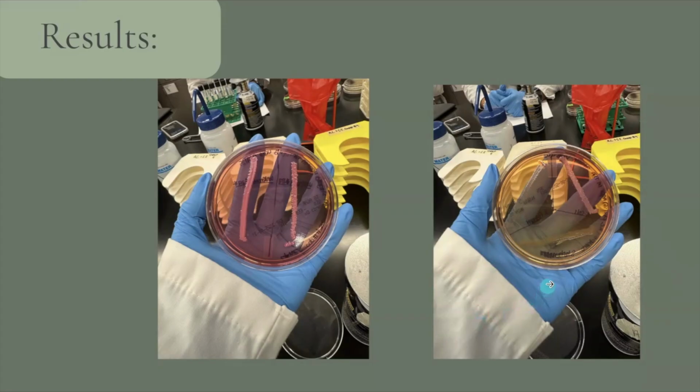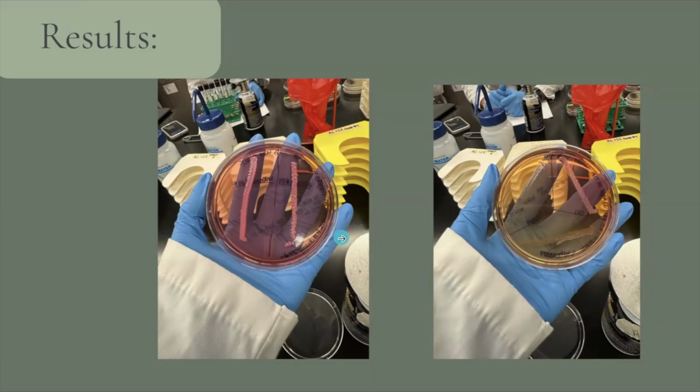And for S. typhimurium, it also was a colorless growth in a way with some tint to it, but the tint just means it has H2S production.